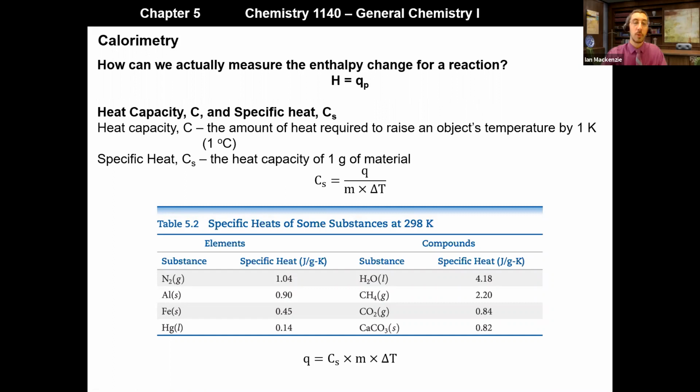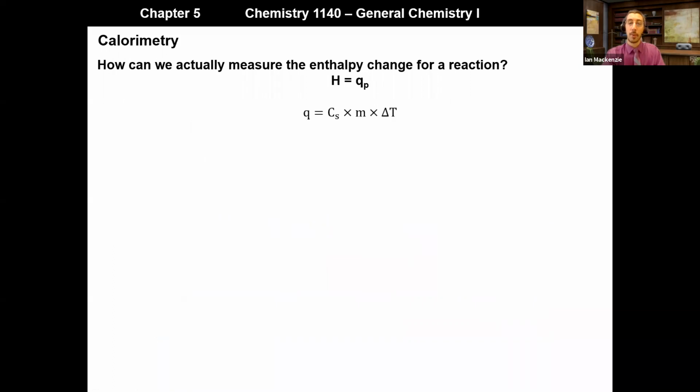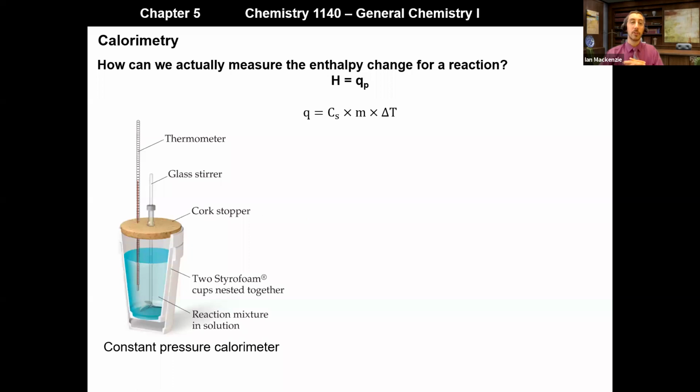So as mentioned, if we rearrange this equation, we now have a useful equation for determining the amount of heat that flows in a reaction. So Q is equal to the specific heat times the mass times the change in temperature. So, okay, we have that equation, but how do we actually do this in practice? Well, we can do it in practice using a fairly simple apparatus known as a constant pressure calorimeter, or even just a coffee cup calorimeter.